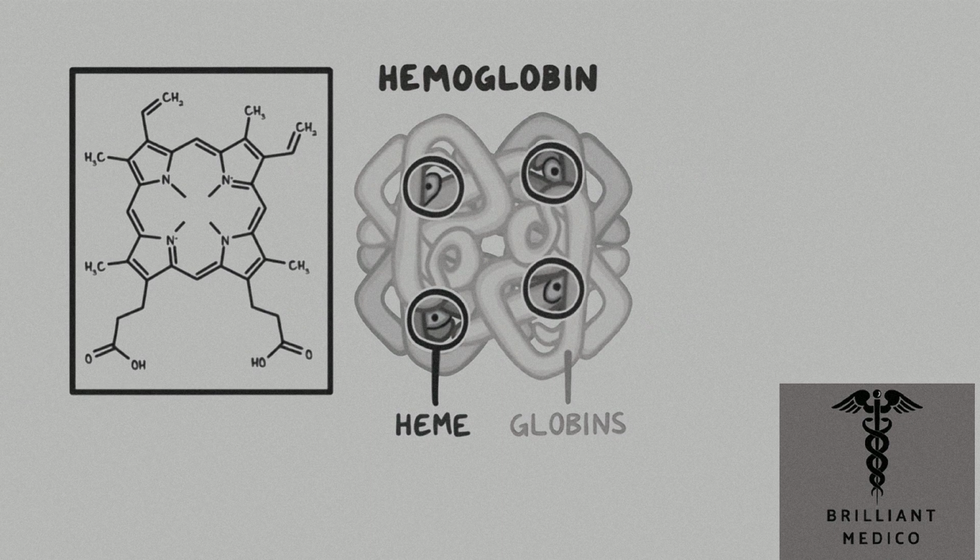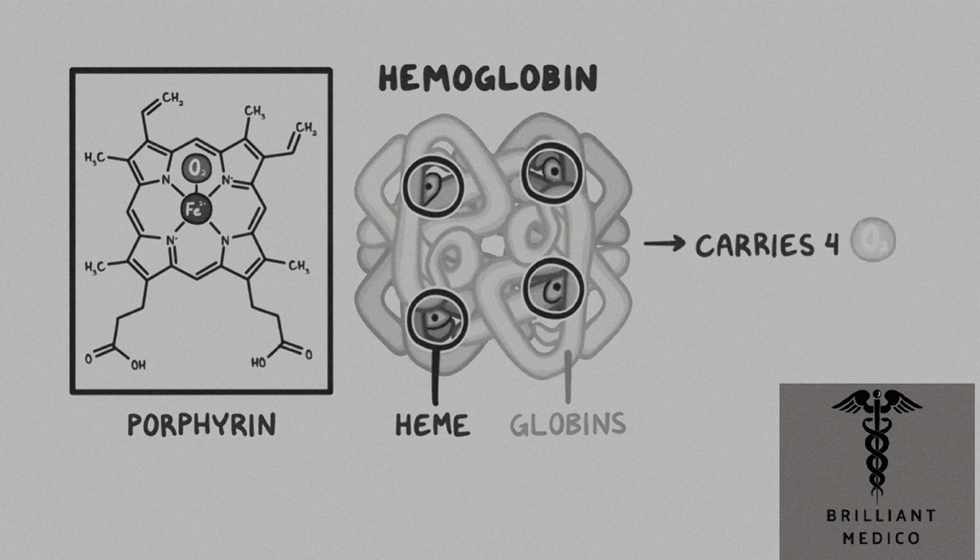This heme is a large molecule that's made up of 4 pyrrole subunits that forms a ring, and this structure is called a porphyrin. In the middle, there's an ionically bonded iron 2+, and the iron is what binds to and carries the oxygen molecule. So each hemoglobin can carry 4 oxygen molecules when it's fully saturated.